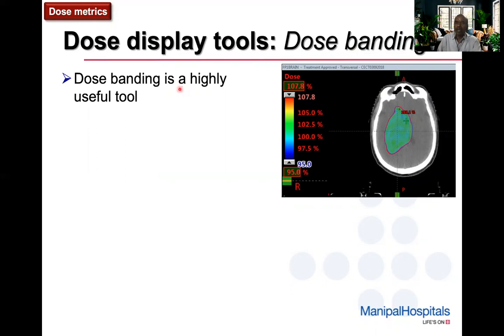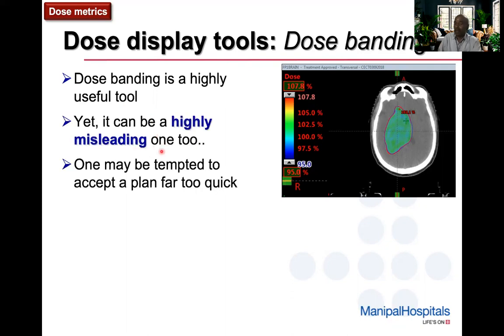Dose banding is a highly useful tool. What I mean by dose banding is that here you are seeing the dose distribution in a color wash that is limited only between 95 and 107.8. It's a highly useful tool, but the only problem is that it can be highly misleading too, because one may be tempted to accept a plan far too quickly.